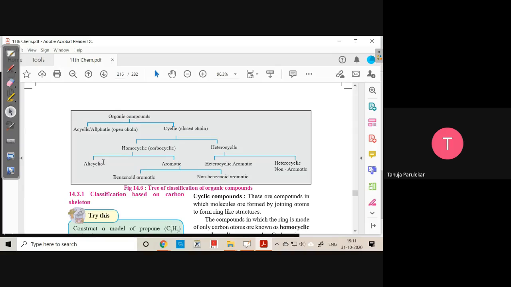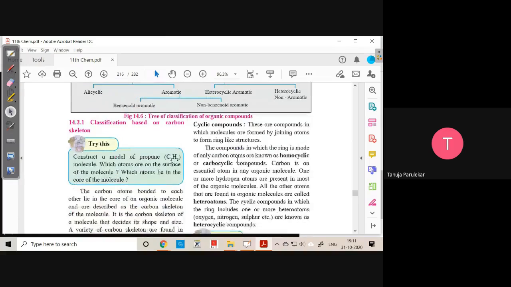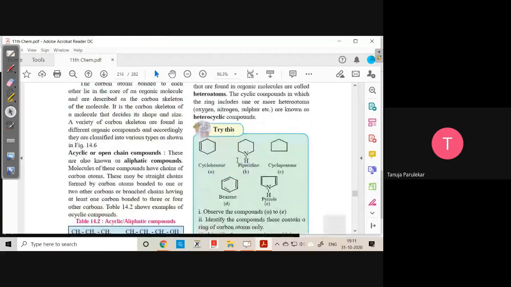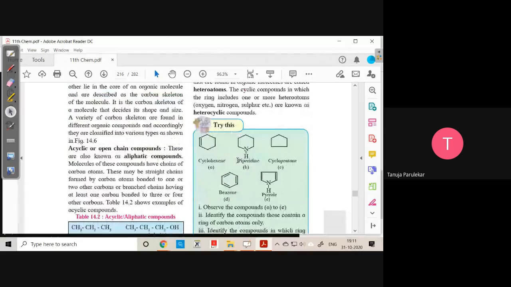Homocyclic, you have alicyclic and aromatic compounds. Aromatic compounds, you have benzenoid and non-benzenoid aromatic compounds. Heterocyclic, you have heterocyclic aromatic and heterocyclic non-aromatic. We had seen this last time. You all wanted to know what is benzene and the benzene ring. But right now we'll go slowly further, and as we come to benzene compounds, benzenoid aromatic compounds, we'll talk about them.